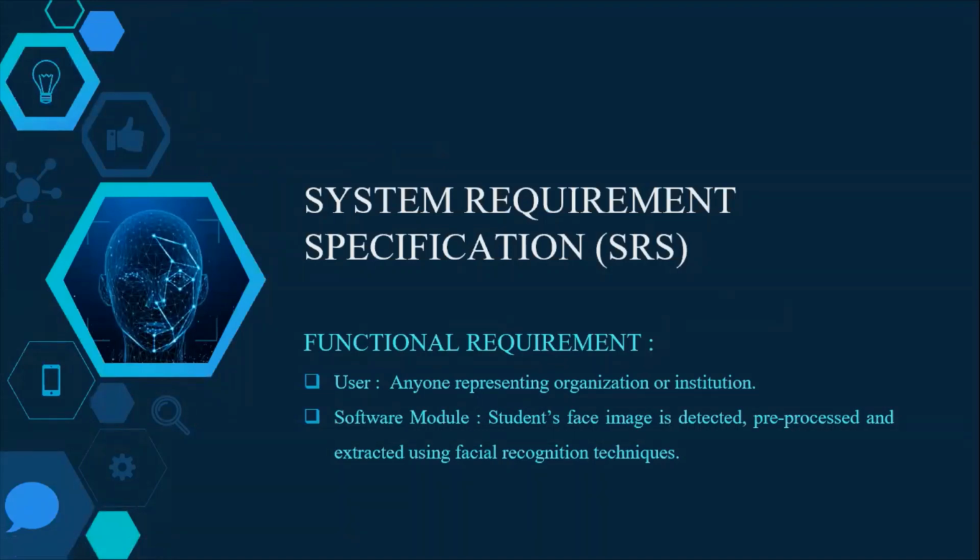System requirement specification. Our system has two types of requirement, namely functional requirement and non-functional requirement. Coming to functional requirement, the first functional requirement is the user. Here, the user is anyone who is representing an organization or an institution. And the second functional requirement is the software module. Our software module goes something like this, where the student's face image is detected, pre-processed, and extracted using the facial recognition technique.